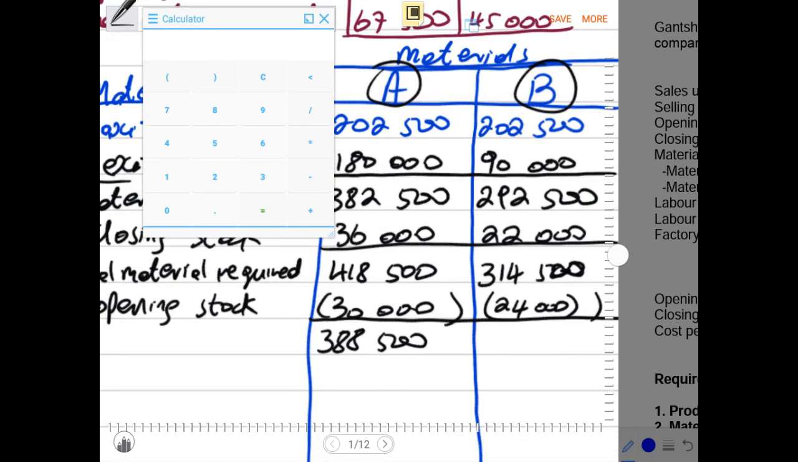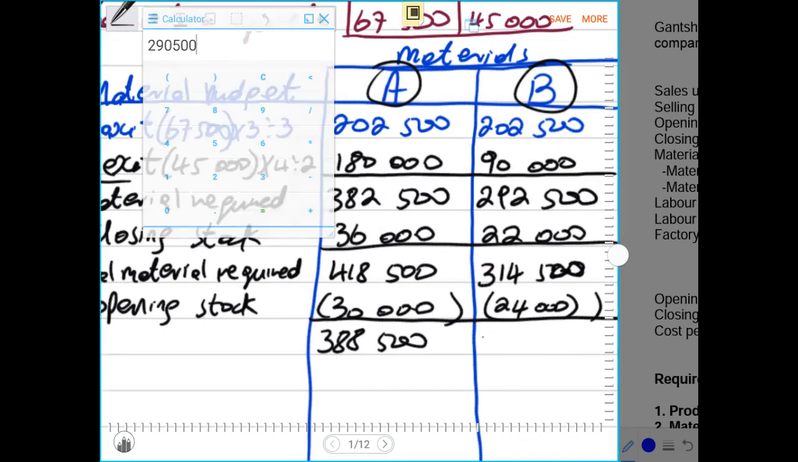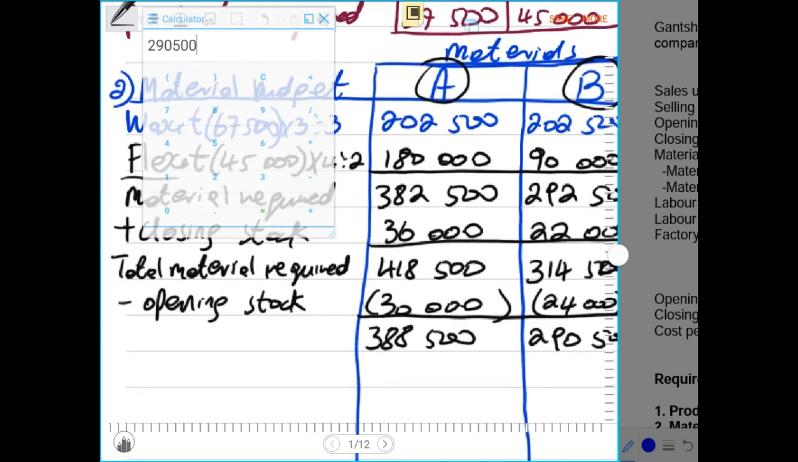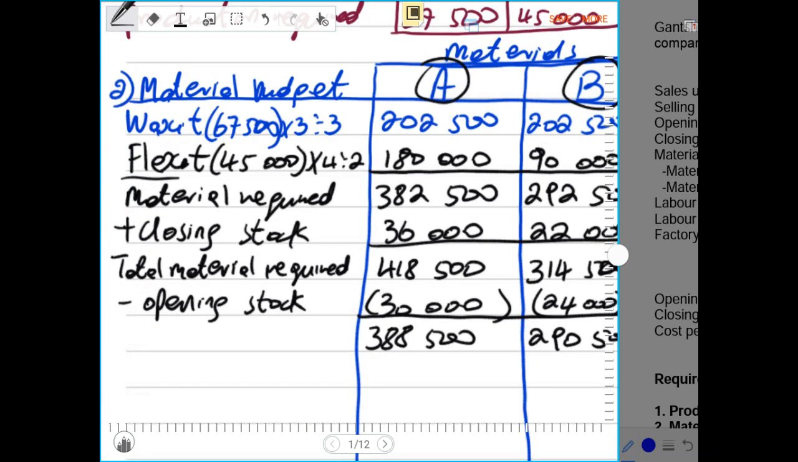Then 314,500 less 24,000 gives us 290,500. These are the material purchases in kgs, meaning this is the material that needs to be purchased.